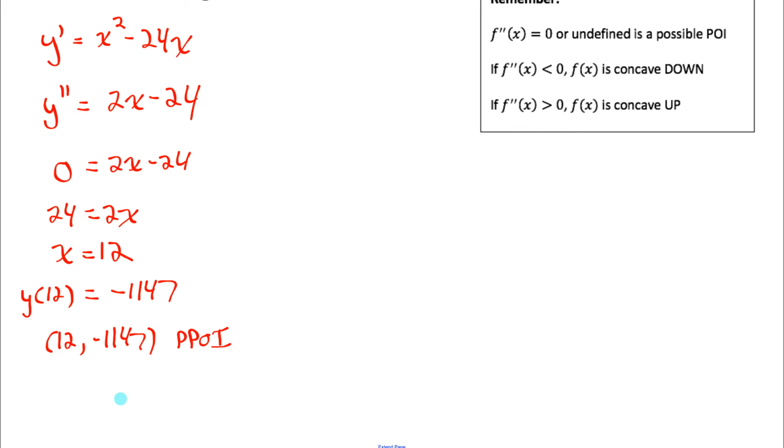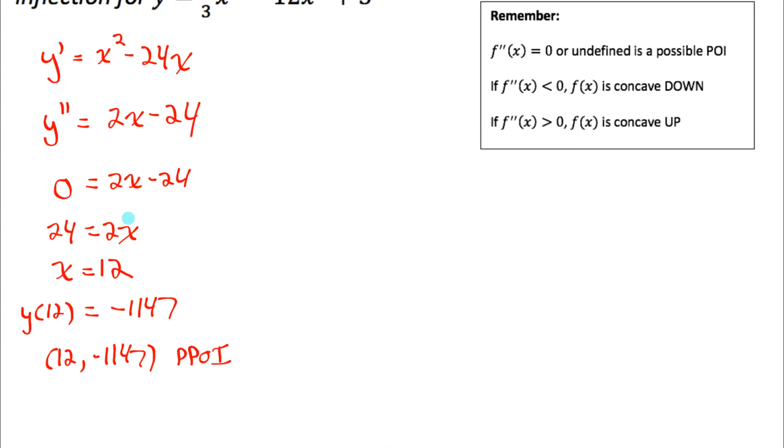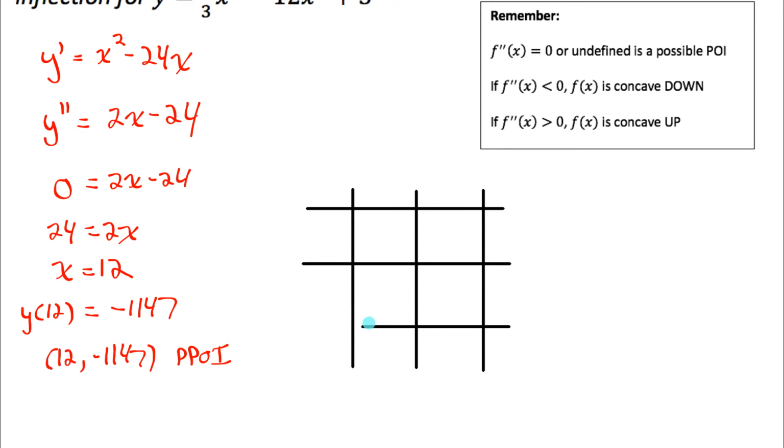I know at that point the second derivative is 0. Now I have to check on either side of that x value of 12, what is the concavity of the original function? And if the function changes concavity on either side of an x value of 12, then we could classify this as a point of inflection. So let's do that. Let's make ourselves a little table. In this table, let's put negative infinity on the far left, positive infinity on the far right, and that x value of 12 in between.